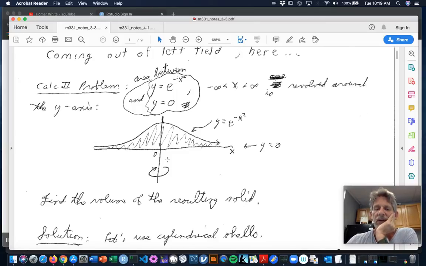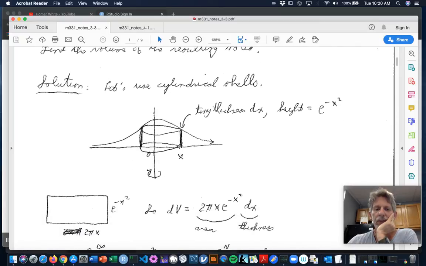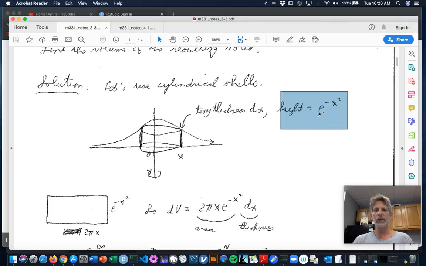Well, we could use the method of cylindrical shells on this. We could take an arbitrary positive real number x and make a tiny thin rectangle, from x to x plus dx, up from the x-axis to the curve. So its height would be e to the negative x squared, and its thickness is just the dx. And if we let it follow the revolution around the y-axis, then it would revolve into a little cylindrical shell.